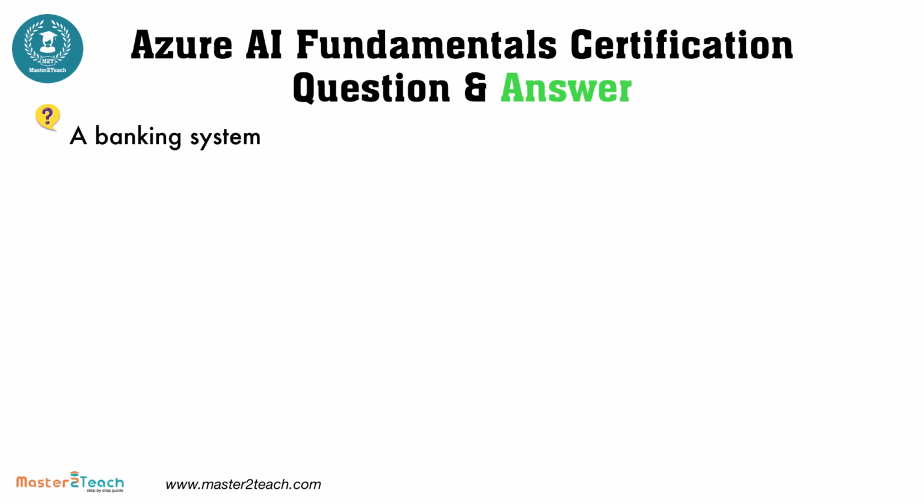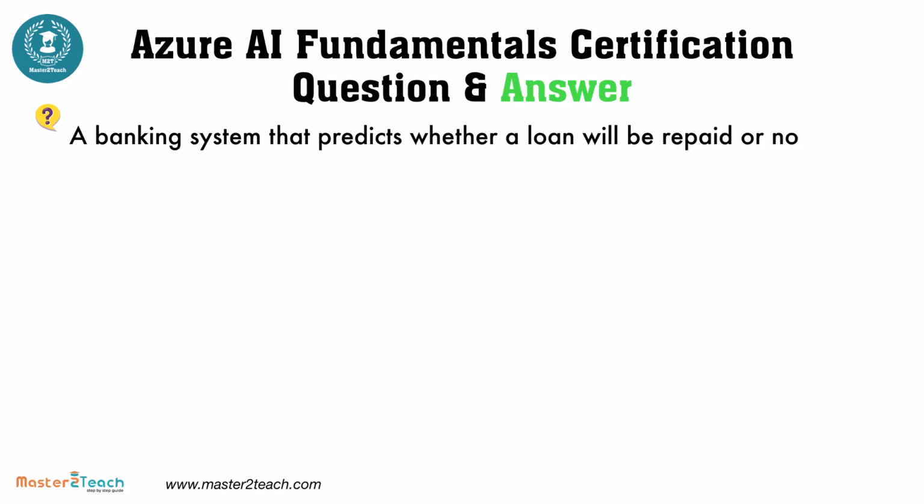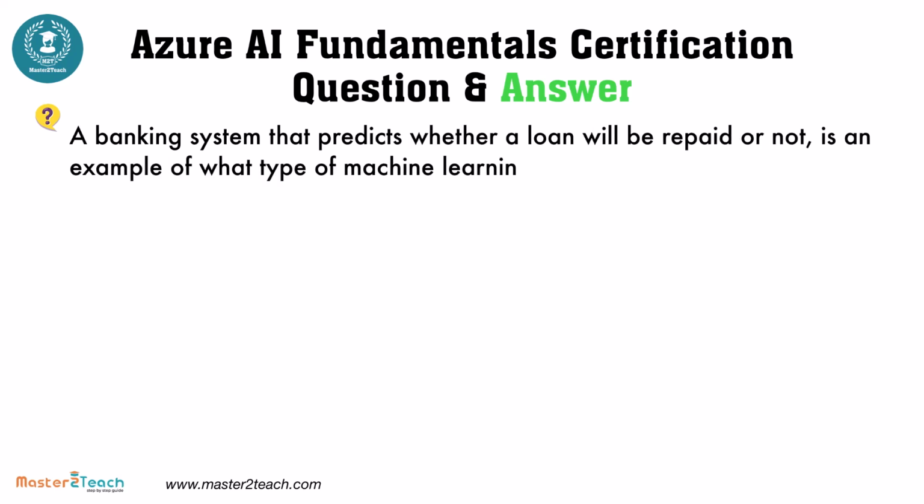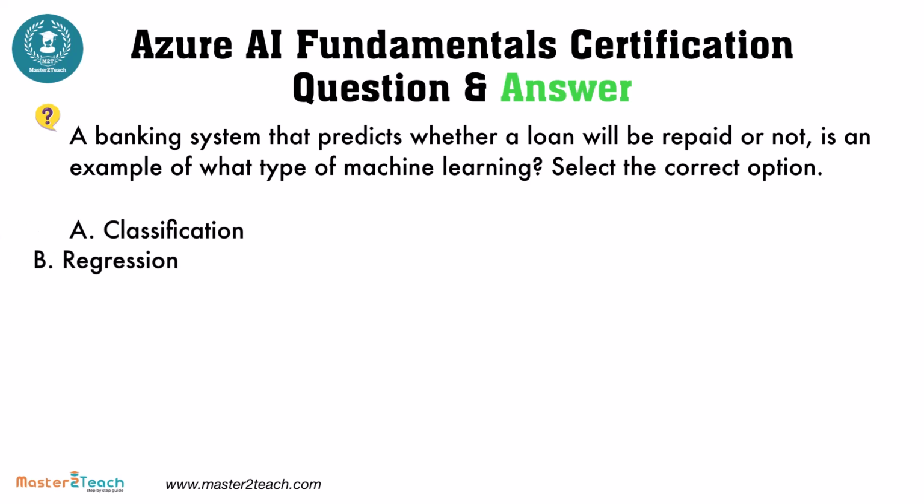A banking system that predicts whether a loan will be repaid or not is an example of what type of machine learning? Select the correct option. The options are A. Classification, B. Regression, C. Clustering.